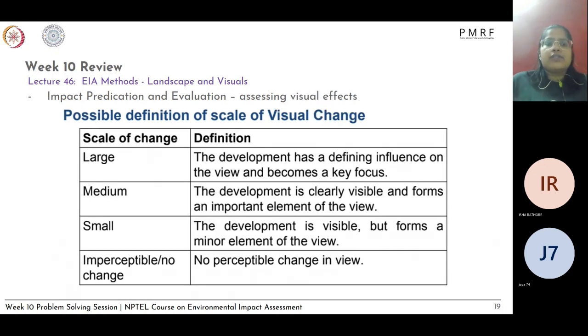And then similarly, you have the definition of scale for visual change, which is again, if the development has a very defining influence on the views and it becomes a key focus in that landscape, then it's a large scale of change. If it's clearly visible and forms an important element of the view, it's a medium scale of change. And if the development is visible but forms a minor element of the view, it's a small scale of change. And if there's no perceptible change in view, it's an imperceptible or no change scale of visual change.